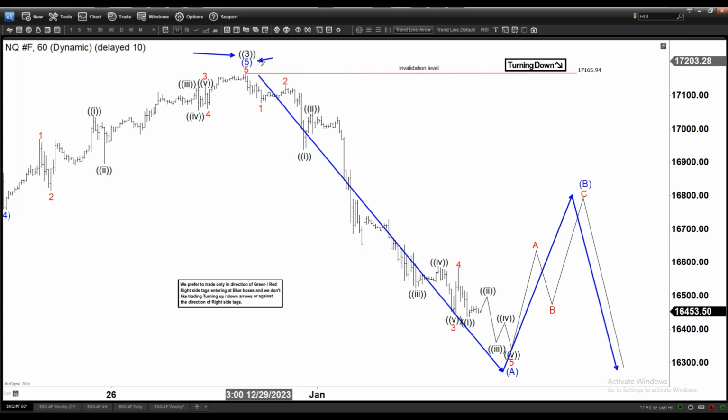Remember, even though we are calling for another leg down, that doesn't mean this is a bearish market. Just by the count you will know that this is actually a bullish market, because the peak is a wave 3, so eventually at some point it's going to break above 17,165.